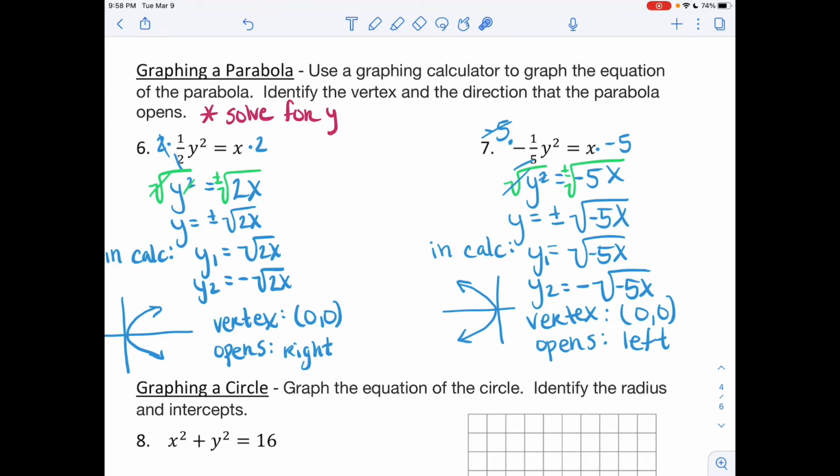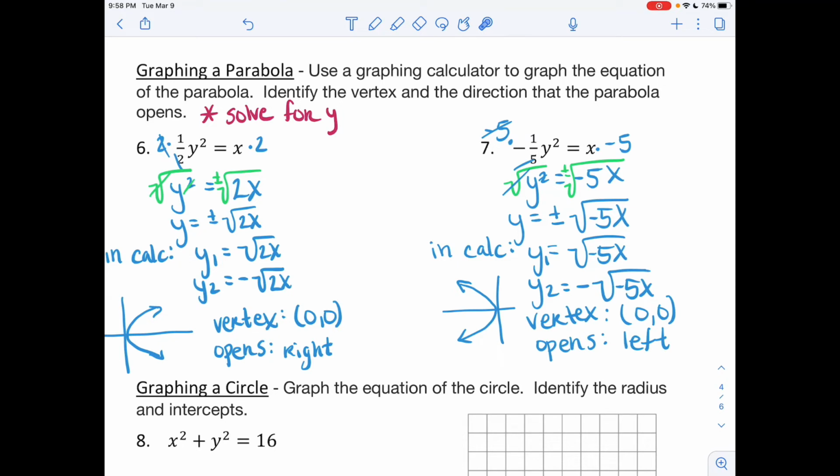Now, negative 5 under the radical is okay because it's accompanied by an x. And if x is also negative, overall this thing under the radical, the radicand, will be positive. And so in our calculator, we're going to put in square root of negative 5x and a negative square root of negative 5x.